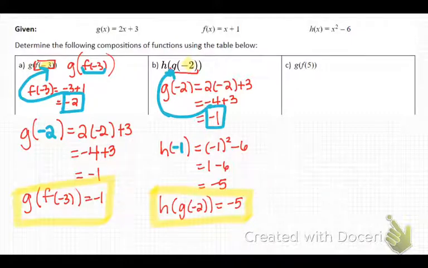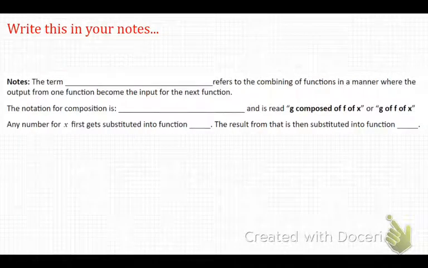It's like 4 sentences. Please write it down. All this is the mathematical definition of composition, what you just did, okay? The term composition refers to the combining of functions in a manner where the output from one function becomes the input for the next, okay? So composition just means plug a thing in, get an output, that is your new input, okay?